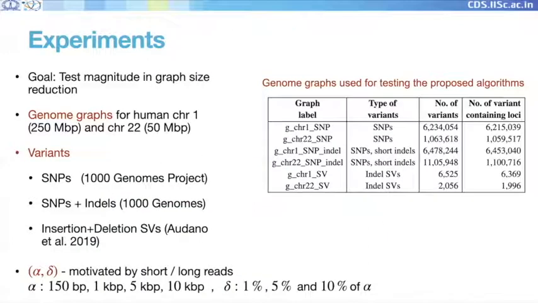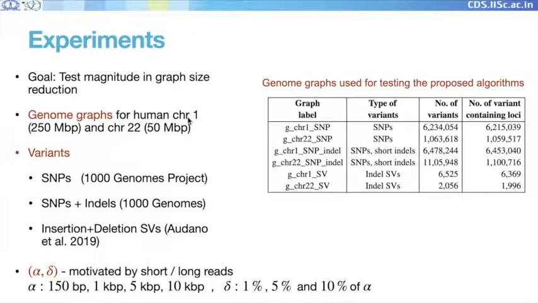Now let's look at how these algorithms work in practice. To test these algorithms, we used variation graphs built from chromosome 1 and chromosome 22 of the human genome. We used a variety of variant sets. For example, the first case contains only SNPs from the 1000 Genomes Project. The second is SNPs plus short indels, again from the 1000 Genomes Project. And finally, the third set of variants contains insertion and deletion structural variations from a recent paper.